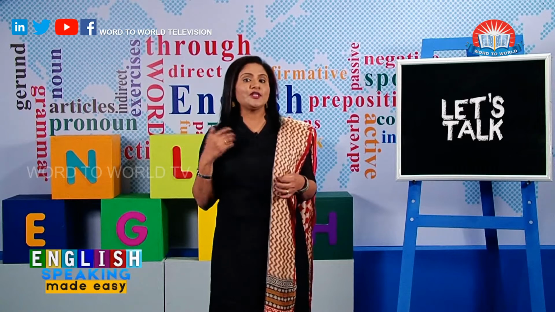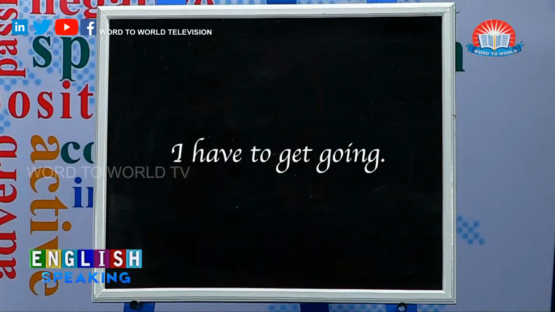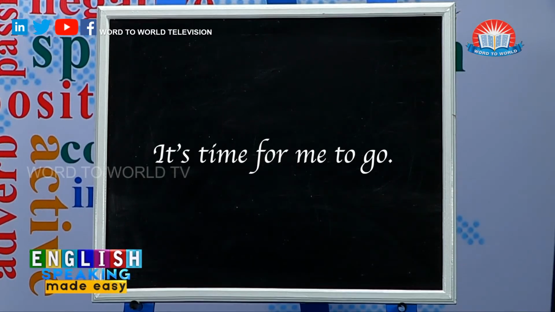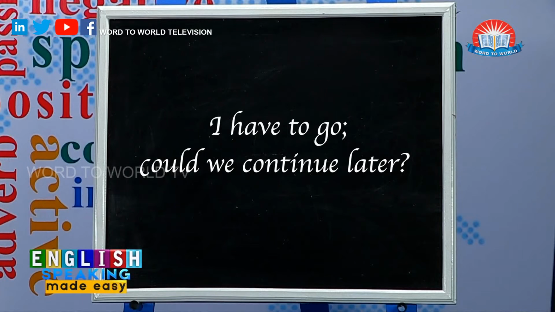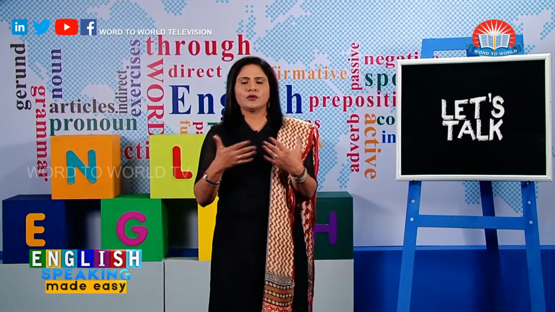Okay, perhaps you're late and you want to go. So you can say, I have to get going. It's time for me to go. This is often polite and it's kind of neutral. And then you can also use other expressions. I have to go, could we continue later? This is a little more informal. Now there are many other expressions that you could use to close a conversation.